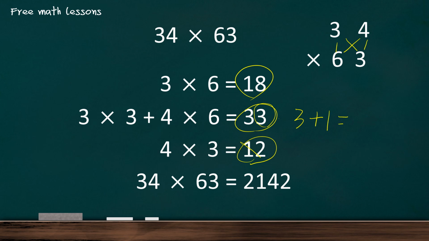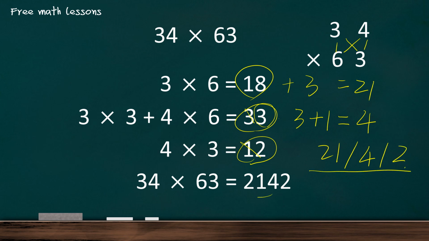Look at the middle equation. 3 plus 1 is 4. Then add the 3 to the top 18, you get 21. So the answer is 21/4/2, which is equal to the number 2142.